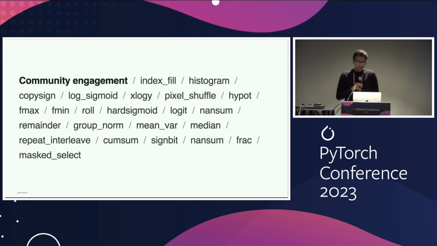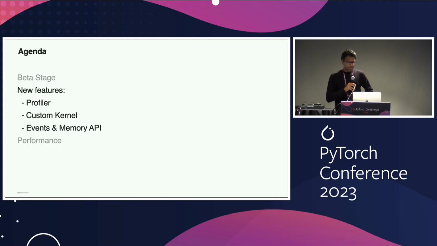And furthermore, developers not only adopted the PyTorch MPS backend in their external networks, but also have contributed code for many new operators into our code base, such as histogram, group norm, signbit, pixel shuffle, and many more. Now let's discuss some of the new features added to the MPS backend.